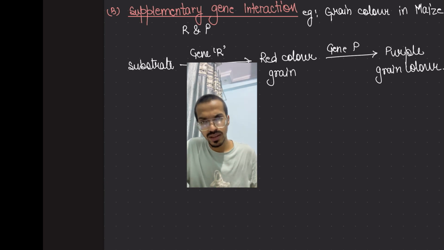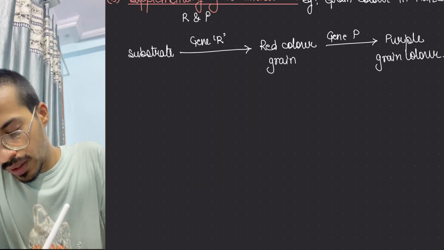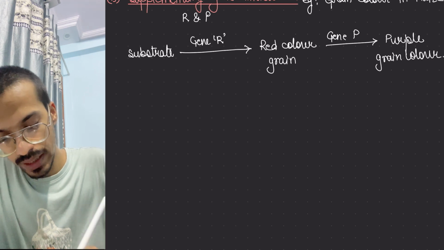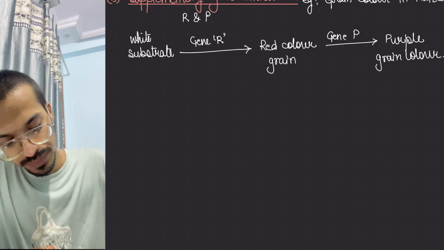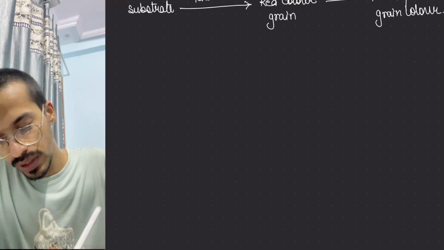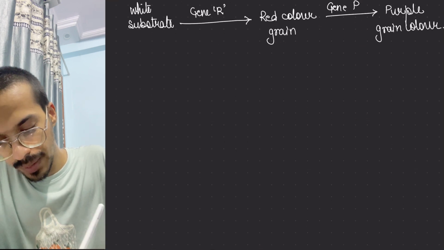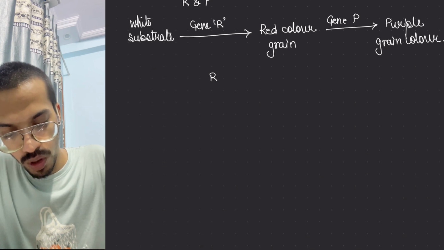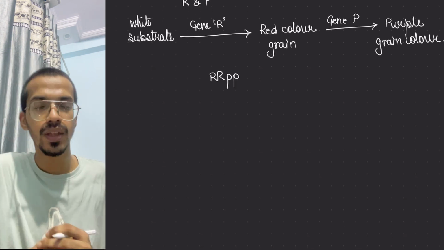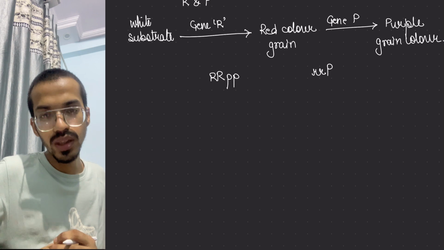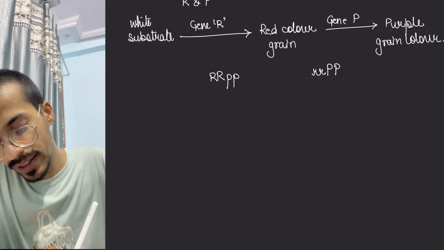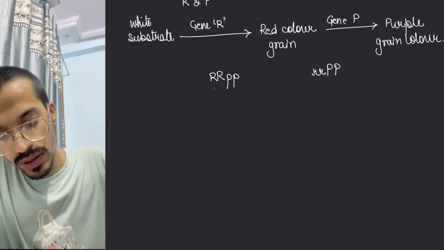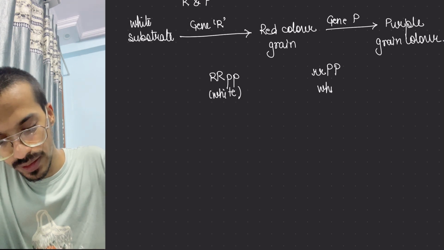Okay, let's take an example. This is white, no color. So let's make a cross. Initially we have capital R, small p, small p, and small r, capital P, capital P. Now individually they are not able to work. Together only they can show their effects. So individually this would be white in color, and this will also be a white color green.